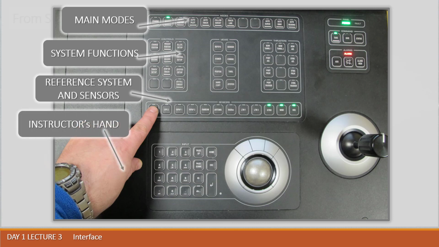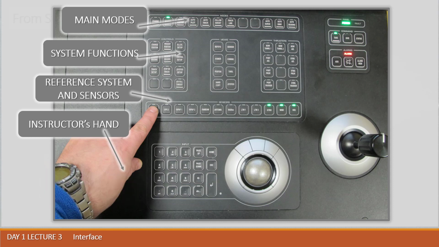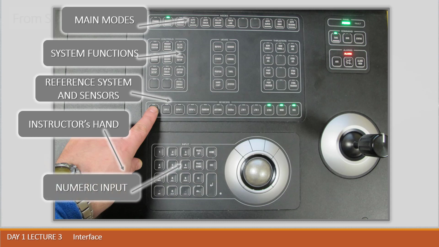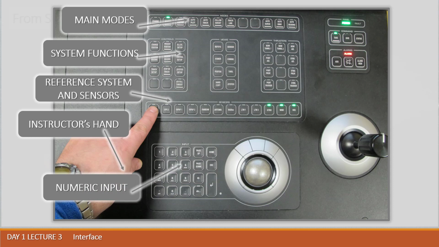Numeric inputs to appropriate menus of your DP system, if needed, may be done with the numeric input keyboard, which has two functions: letter input or numeric input. The ABC button helps you to change the mode of the numeric input keyboard.